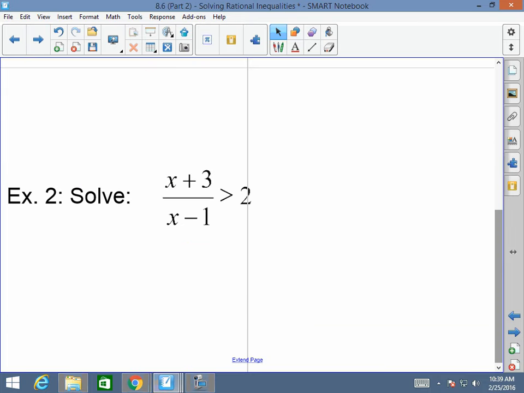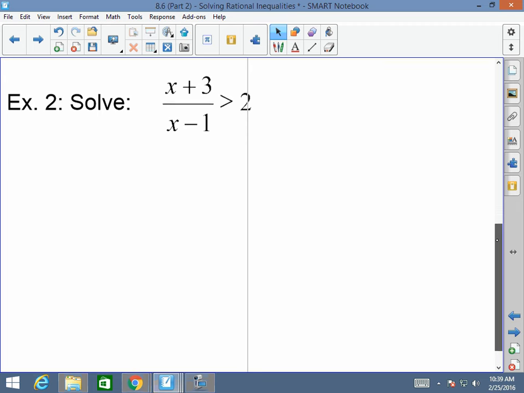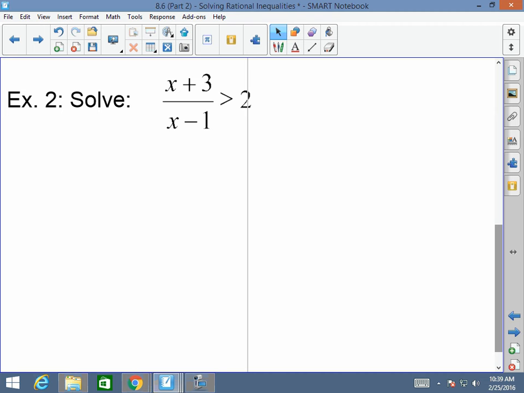Okay, now we're going to complicate things a little bit. We have to set this equal to 0, right? But I've got a 2 here. Whoever said factor, that doesn't even make sense. Oh, okay, subtract, yes. Thank you. Subtract 2 from both sides. So I've got (x + 3)/(x - 1) - 2 > 0.